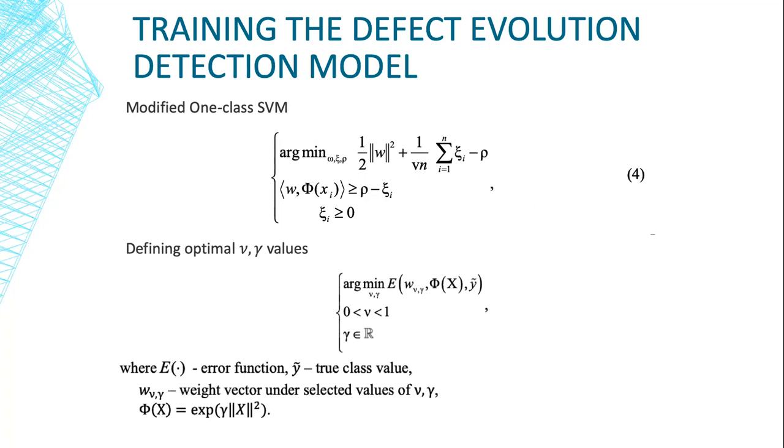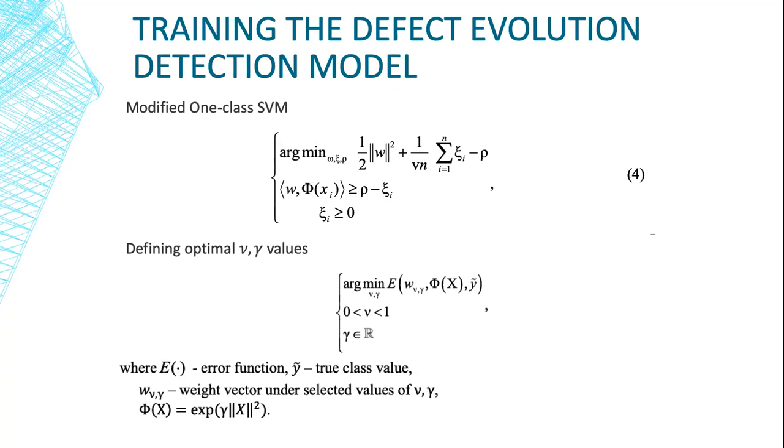The modification is about how to find the optimal values of the configuration coefficients nu and gamma, which are demonstrated on the slide, and which can really influence the quality of the defect evolution recognition process. The solution of this optimization problem has been conducted by a genetic algorithm.